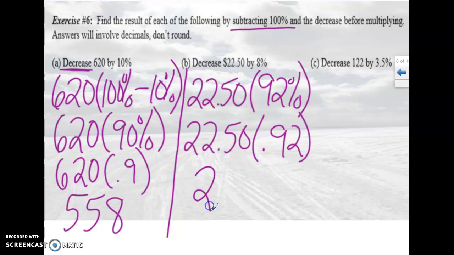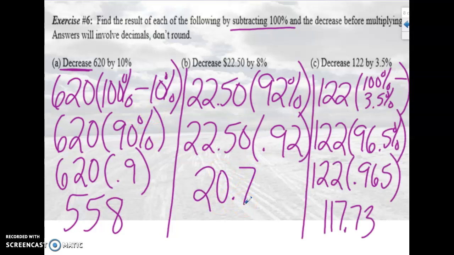How about a smaller number like 20.7, okay? So just make sure you subtract 3.5% from 100. You're going to get 96.5.